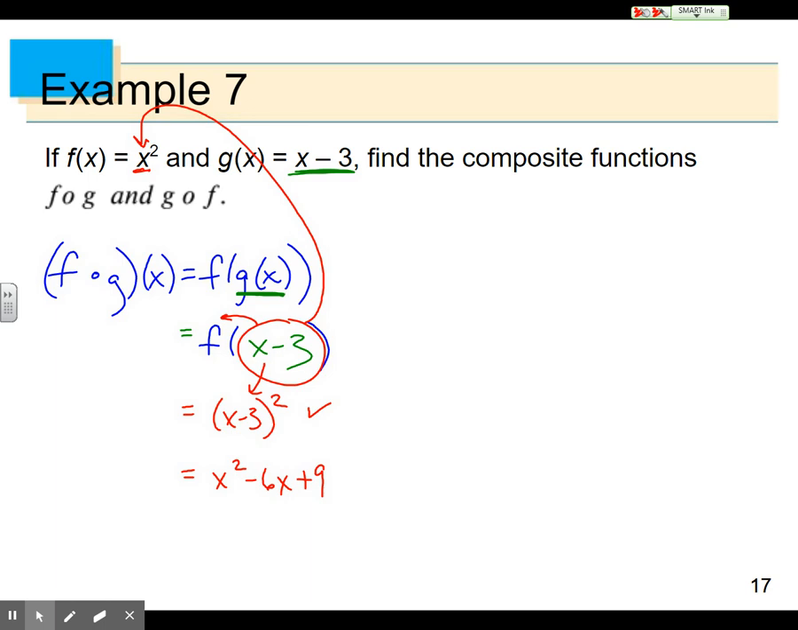You try it in reverse. You think you're going to get the same answer, but you're not. All right? It's not reflexive that way. So go ahead and hit pause on the video, and then you give g of f a shot.